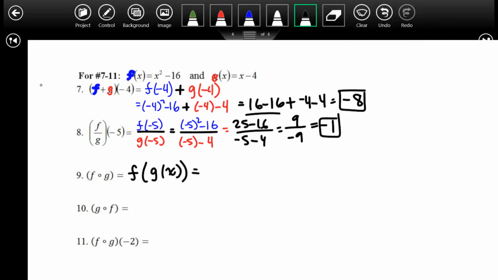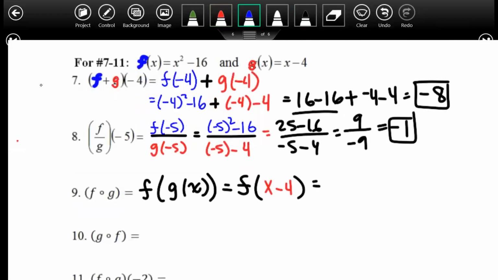What is my g function? X minus 4. So we're going to plug in x minus 4 into whatever f is. In this case, f is going to be equal to something squared minus 16. So whatever's inside of that's what we've got to plug in. So we're going to plug in that x minus 4 into here. So that's all we're going to try to do and evaluate. Should we be able to expand and reduce this down? Yeah, I believe you guys can do this.